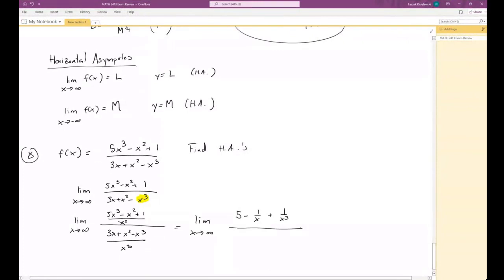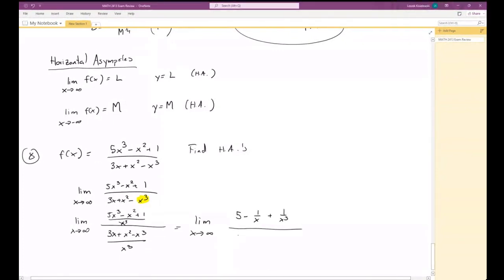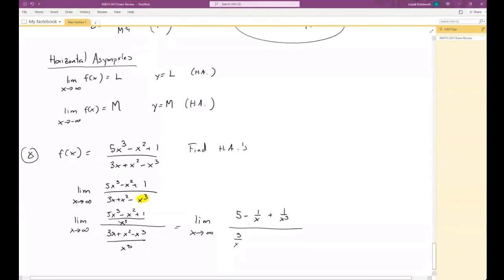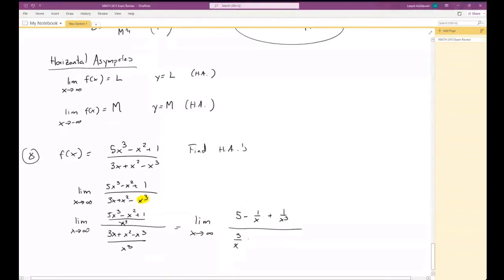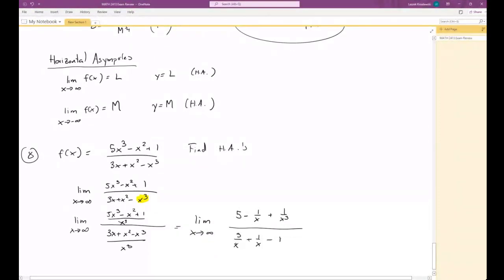Now, can anybody tell me what the motivation for this is? What's the reasoning for doing this? 1 over x and 1 over x cubed will go to 0. Yeah, that's right. If you divide by the highest power of x on top and bottom, you'll be left with constants, which don't care what x does or doesn't do. So at the limit, they'll be the constant.